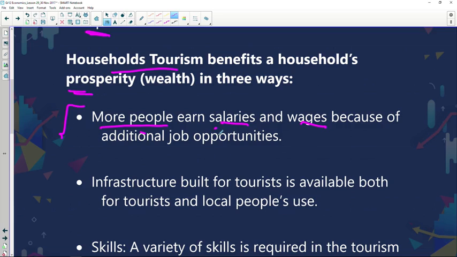So more people get an opportunity to earn a salary or a wage because of the additional job opportunities that have been created. Also in terms of infrastructure, so infrastructure built for tourists is available both for tourists and local people to use. So you can't say that we built this bridge for the tourists and it's only the tourists that are going to use the bridge. It doesn't work like that. It's also going to benefit the local citizens of a country.